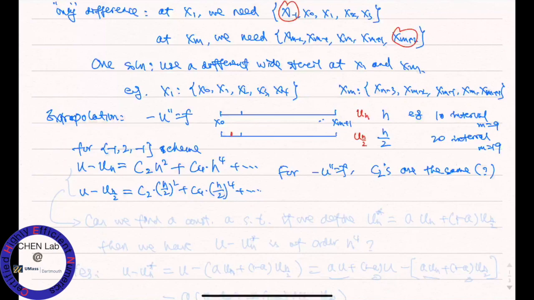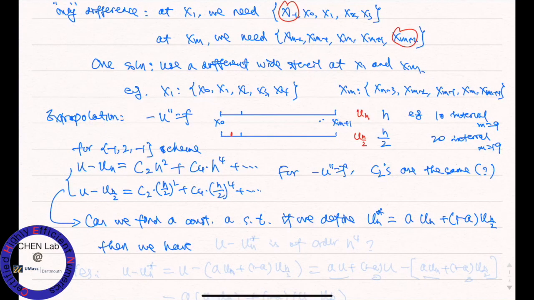Now, assume we showed that they are the same, then the question becomes, can we find a constant a such that if we define u_h star, which is a convex combination of the two, a u_h plus 1 minus a u_h over 2, then we have the new error with the two put together is of order h to the fourth.